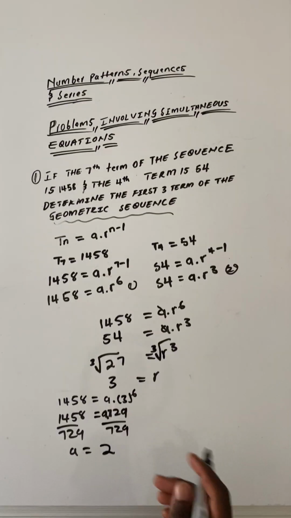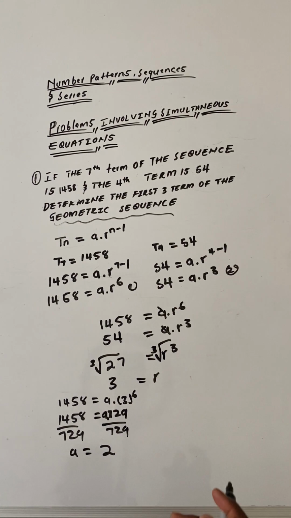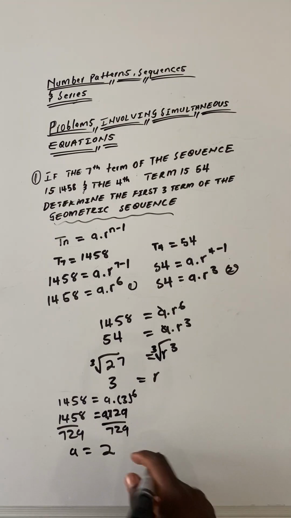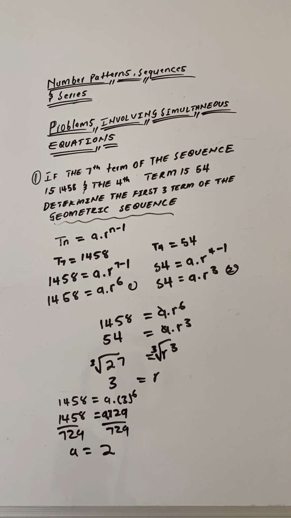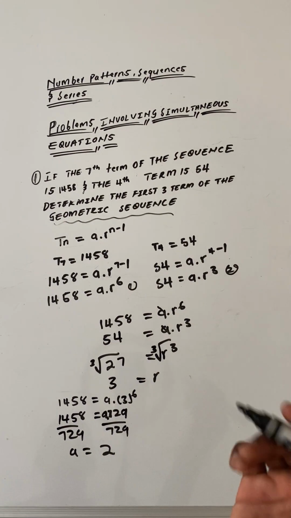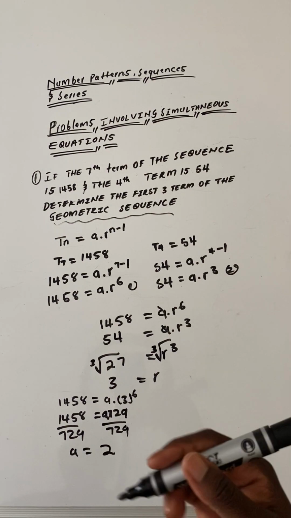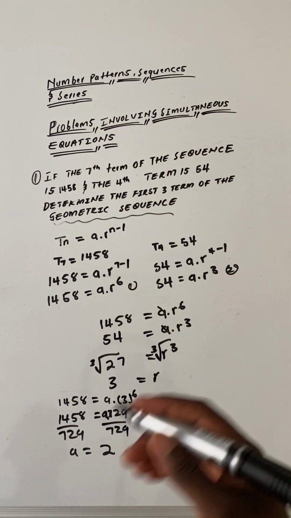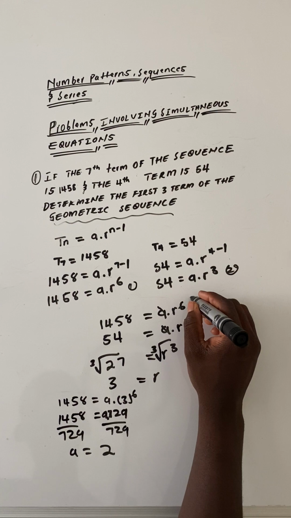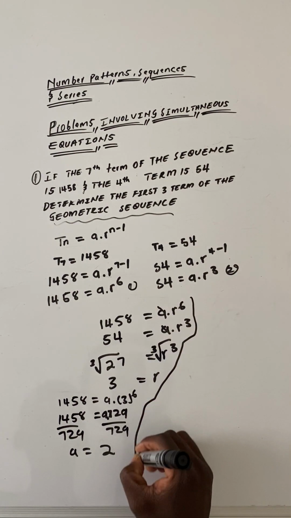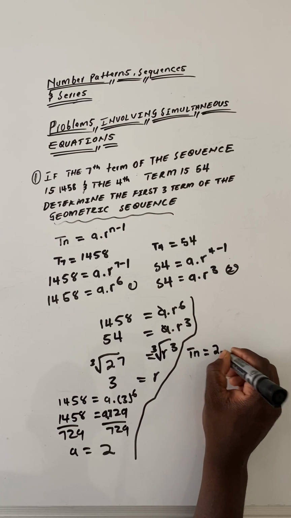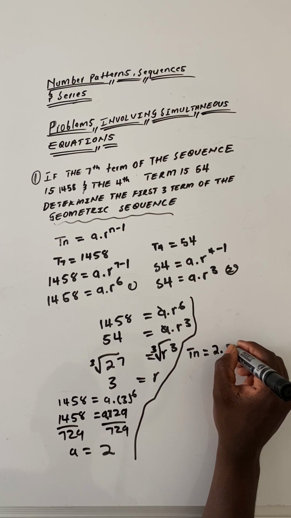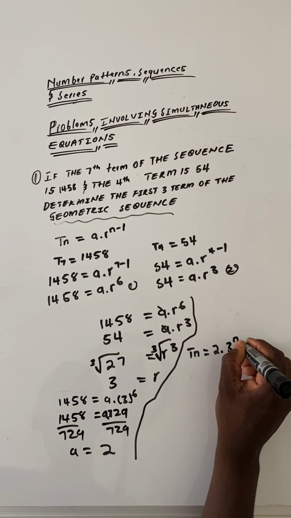Right. So we have the A, now we have the R. But did they ask us to find the value of A and R? No. But they asked us to do what? Determine the first three terms of the geometric sequence. So what do we need in order to generate that? We need the whole general formula. Right. So let me just put that on the side there. So now we know that Tn will actually be equal to 2 times what is R? That will be 3 to the power n minus 1.